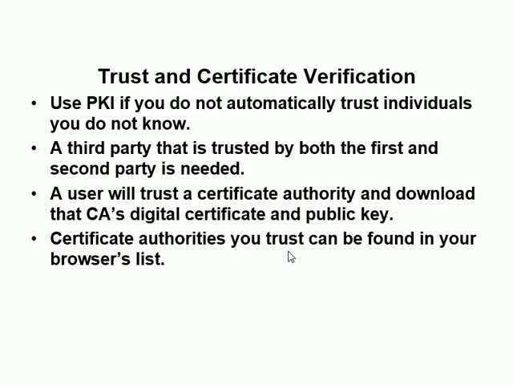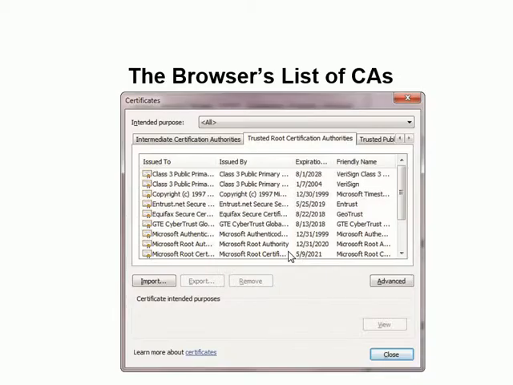So if you use PKI and you do not automatically trust individuals that you do not know, a third party that is trusted by both the first and second party is needed. So a user will trust a certificate authority and download a CA's digital certificate and public key. Certificate authorities you trust can be found in your browser's list. So if you take a look in most of your browsers, you're going to see a list of certificate authorities that your browser trusts. So as long as a certificate is issued by one of these trusted authorities, then your browser should implicitly trust that website.